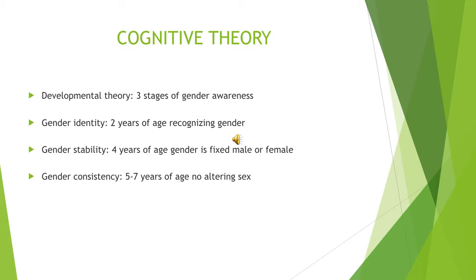The second stage is called gender stability. This occurs around the age of 4. In this stage, a child understands their gender will never change. They are fixed as a male or female. The third is called gender consistency. This occurs between the ages of 5 to 7 years old. There's no altering the sex. This means that even with cosmetics like makeup, their sex will not change. They are a boy or a girl.